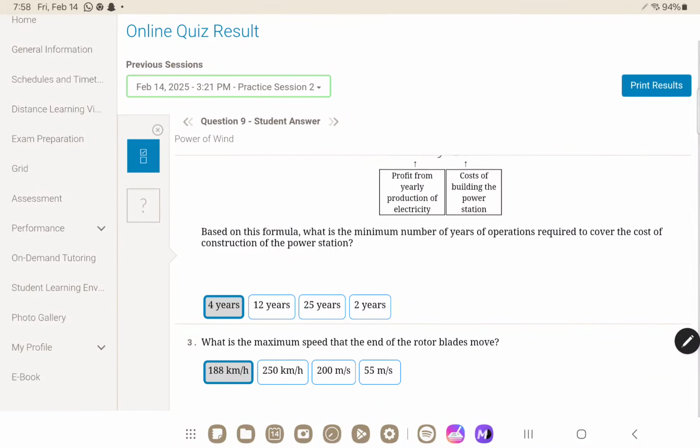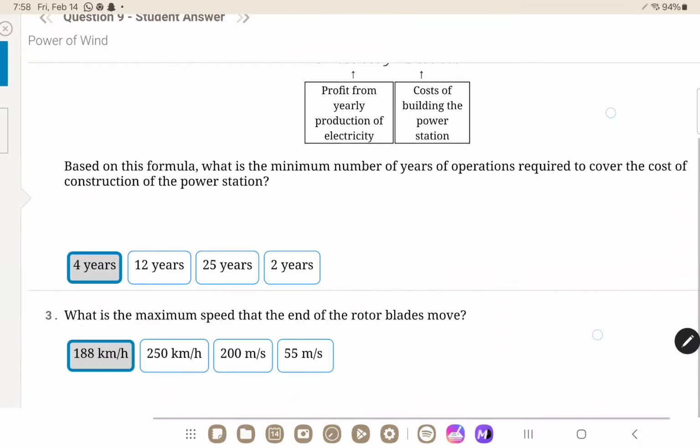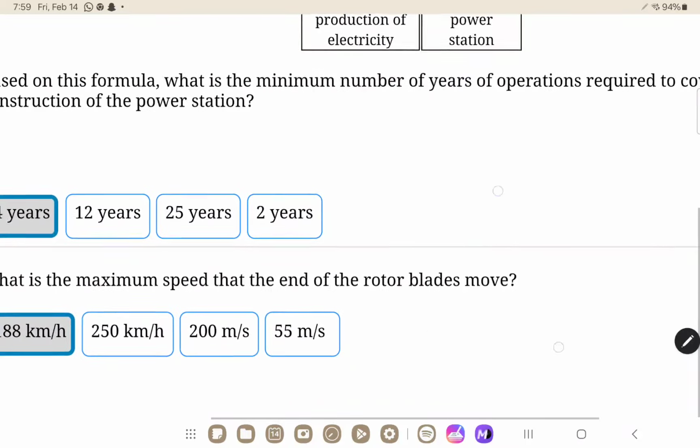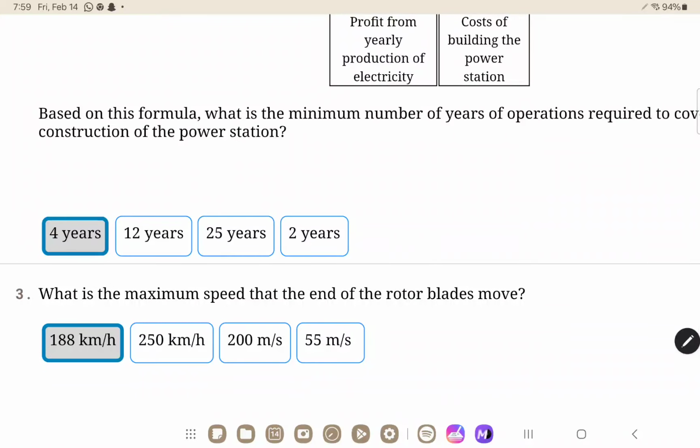Now, the last one. This one is arguably the most annoying, I'd say. So, we know from the question that, let's go back to the question. The blades are 25 meters. So that means that this is a blade. When it goes in a circulation, this is its radius. So 25 meters is our radius. And it goes at 20 rotations per minute. Keep those in mind. Now they want the maximum speed at the end of the rotor's move.